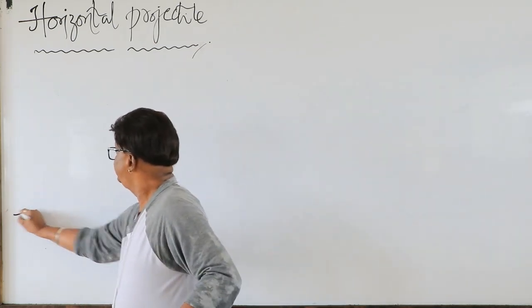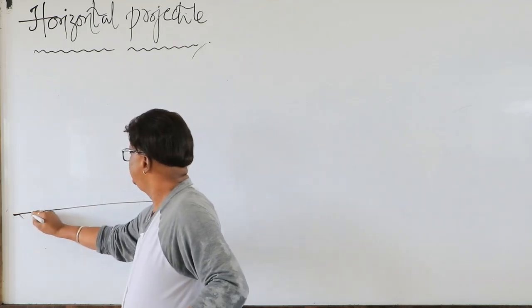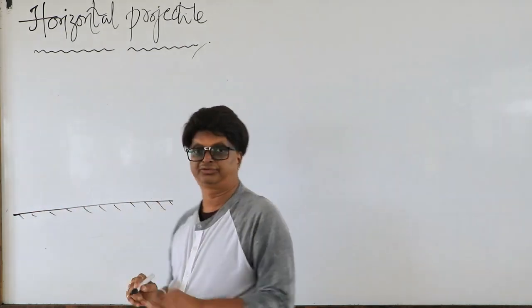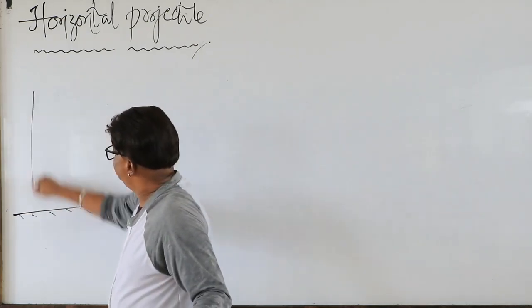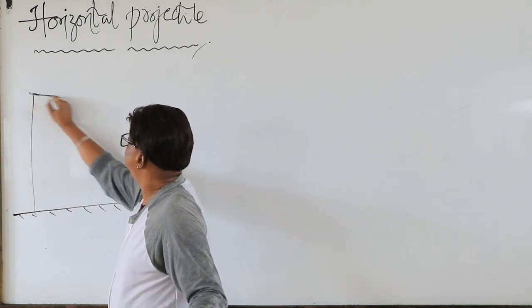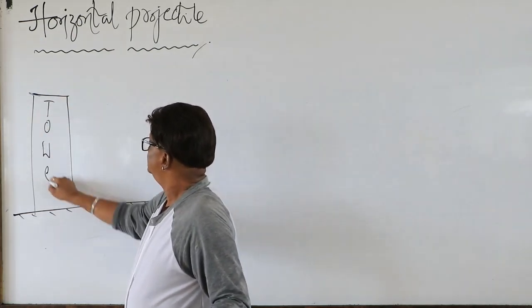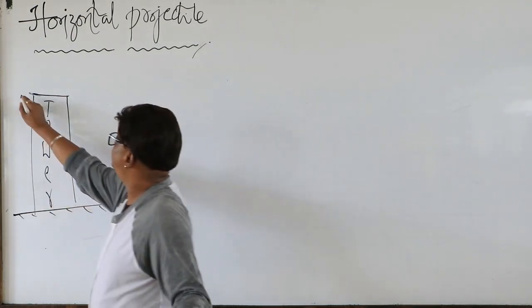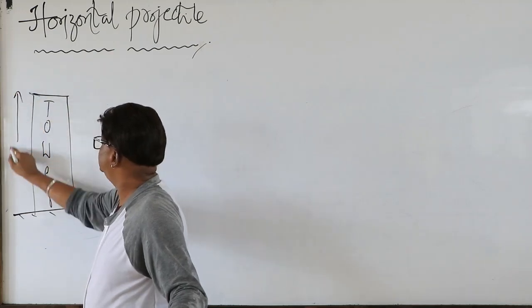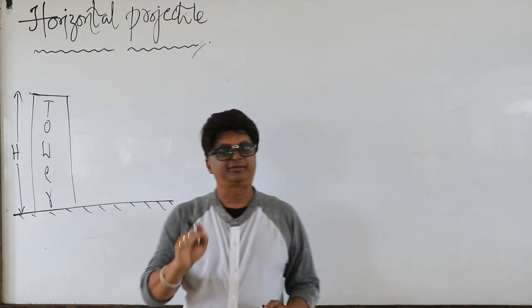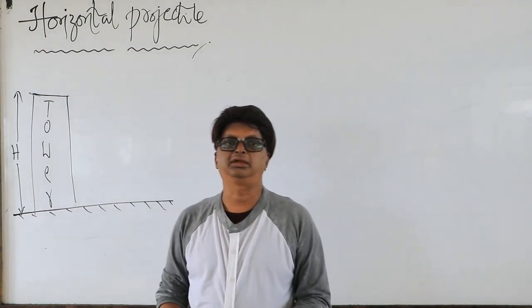Yes, this is the ground. Ground means reference ground. This is what is ground. And this is a tower. It has a certain height, and this height I have taken as a capital H. Right. So here comes the point: the symbols should never give you any confusion.